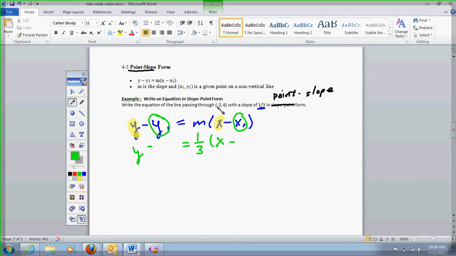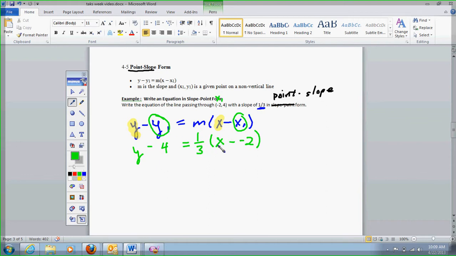Well, my point is here. So that means x1, that's this -2. So that's going to go right there. And this y1 is +4. So that's going to go right there. Now remember, you're bringing these signs, this minus sign goes there, this minus sign goes there. Bring your signs down and do just like I did.